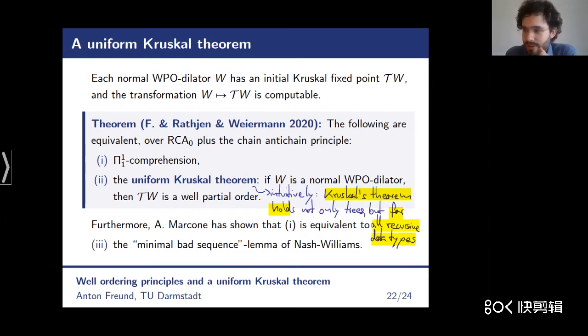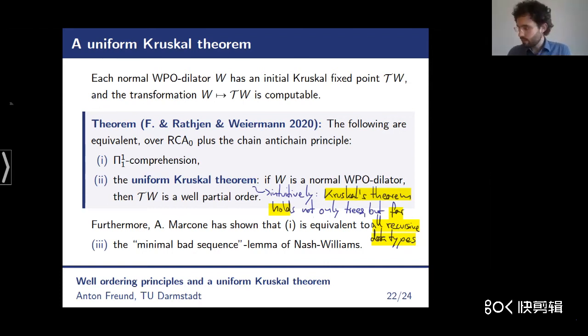But our result shows that this being too strong is only due to the lack of uniformity. So once you add uniformity, you formulate this uniform Kruskal theorem, then the uniform version of the theorem will actually be equivalent to the minimal bad sequence lemma. And I think that's very interesting because it shows that an interesting generalization of a result from combinatorics really uses the full strength of this famous method that's being used in combinatorics.